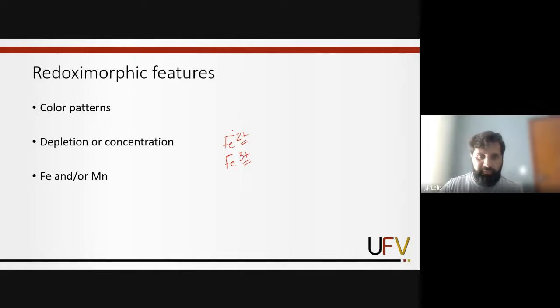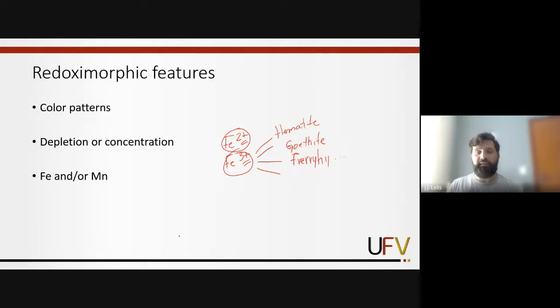So I can find reduced and oxidized iron, and they have different colors according to this material. I also have different colors of this iron according to the mineral that I can find: hematite, goethite, ferrihydrite, and several other minerals. They have different colors.